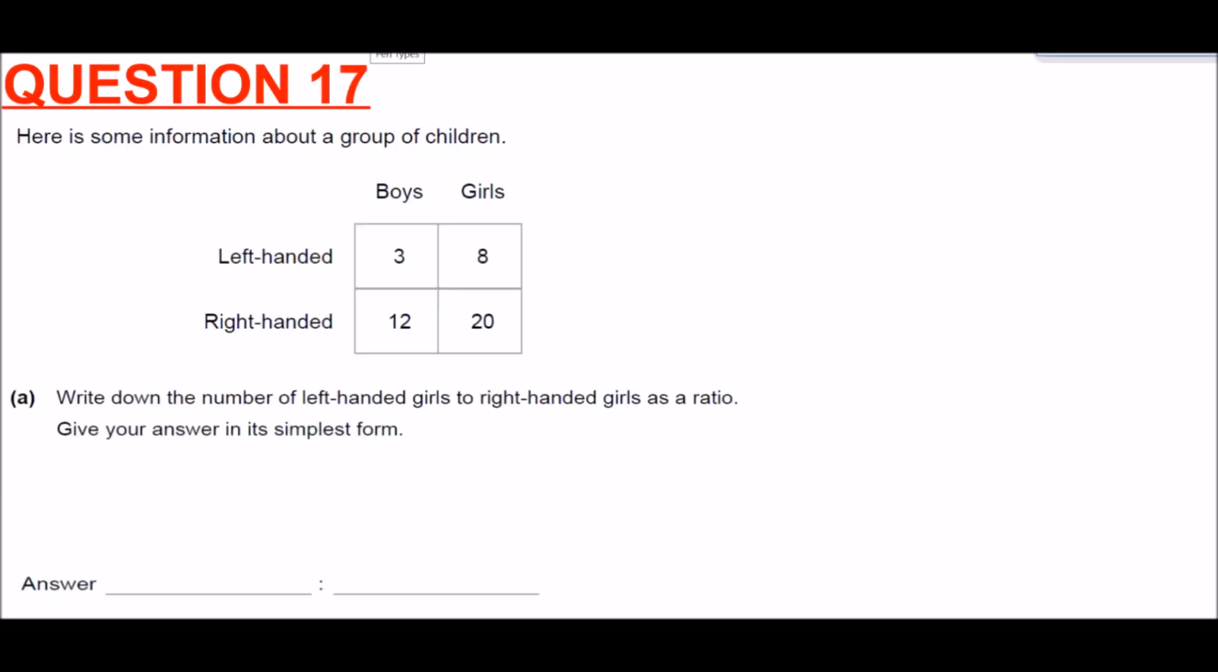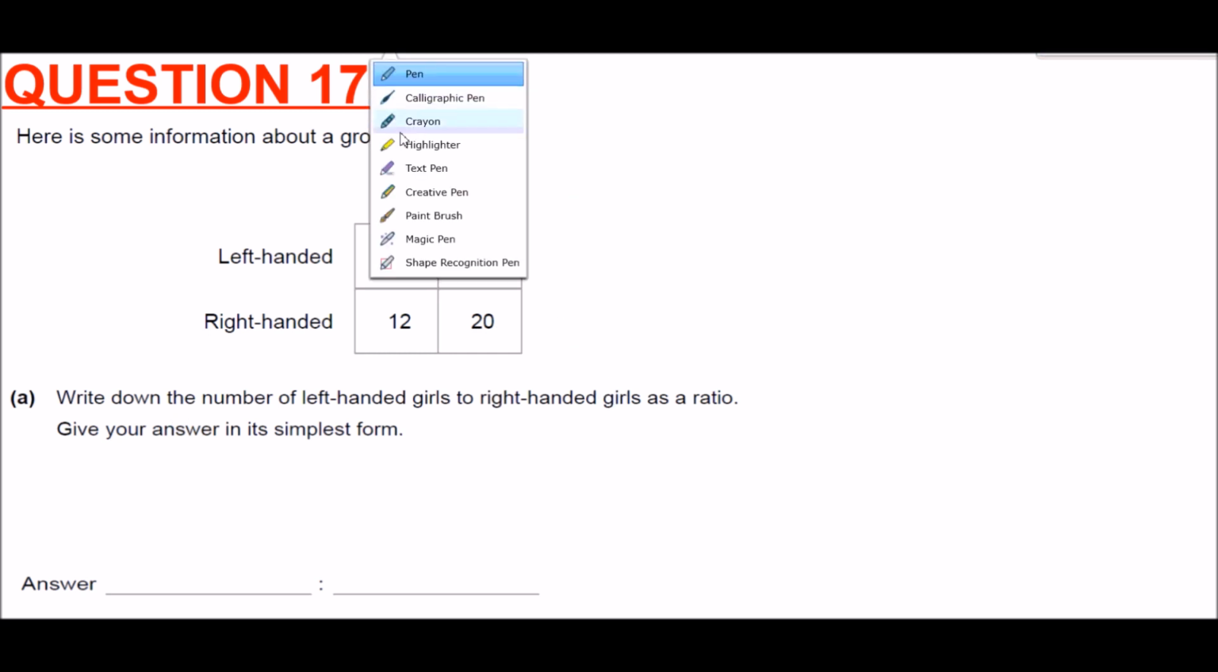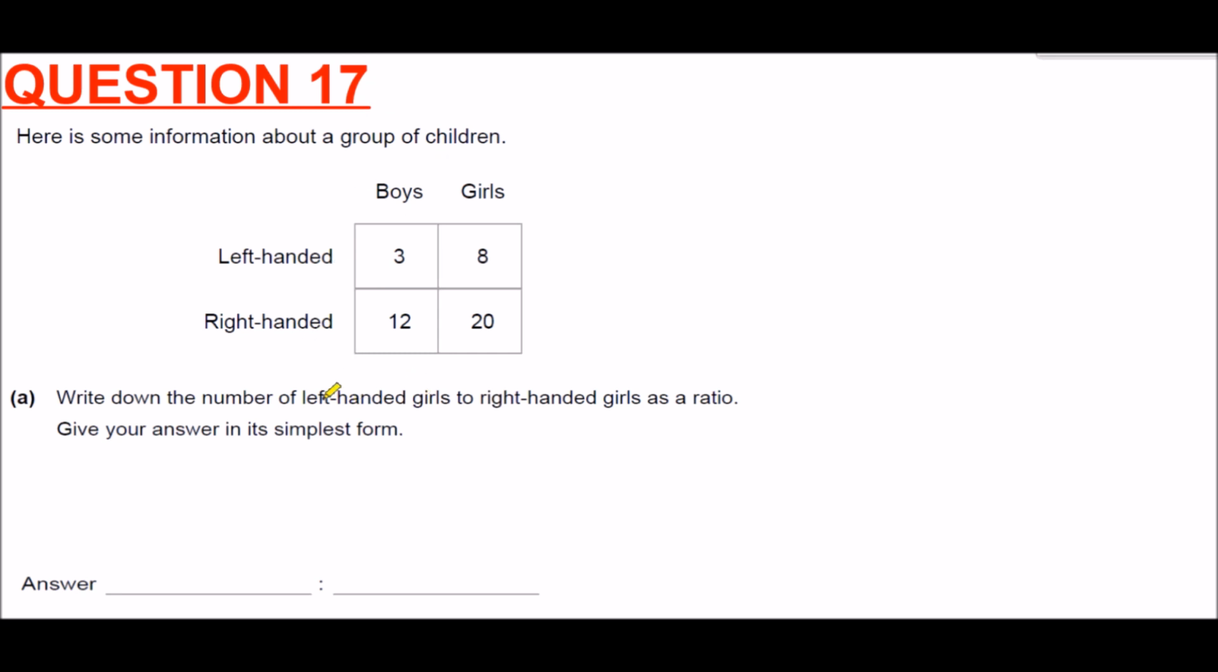Question 17, we've got some information about a group of children here, boys and girls, and if they're left-handed or right-handed. The first part of question 17 is we need to write down the number of left-handed girls to right-handed girls as a ratio. So, left-handed girls, we've got 8. And right-handed girls, we have 20.